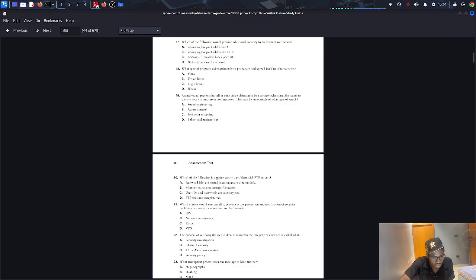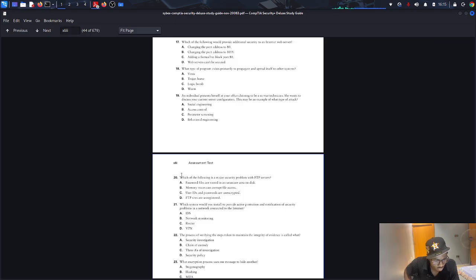Which of the following is a major security problem with FTP servers? Password files are stored in an unsecure area on disk. Memory traces can corrupt file access. User IDs and passwords are unencrypted.